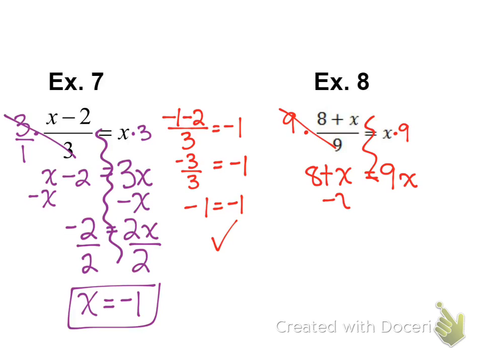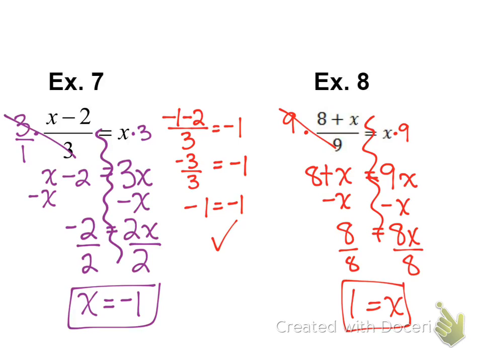Minus x. Good. When we subtract x on both sides, what do we have? 8. Good. 8 equals 8x. Last step: divide by 8. X equals 1. If you leave it as 1 equals x, because that's kind of how the problem was set up, that's also fine. X equals 1, 1 equals x. Same thing.